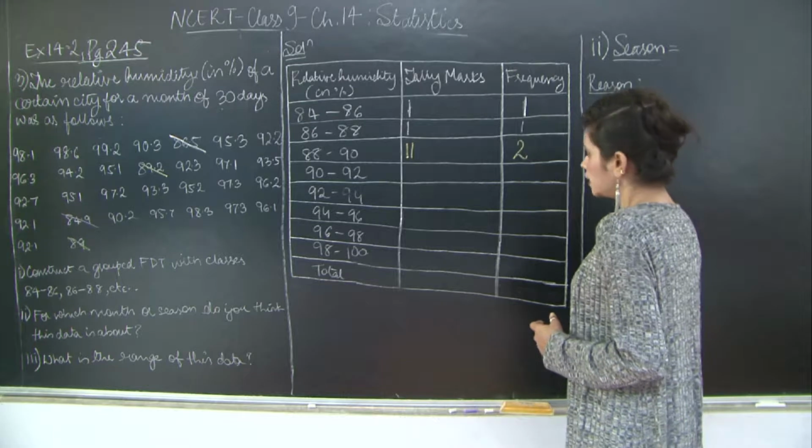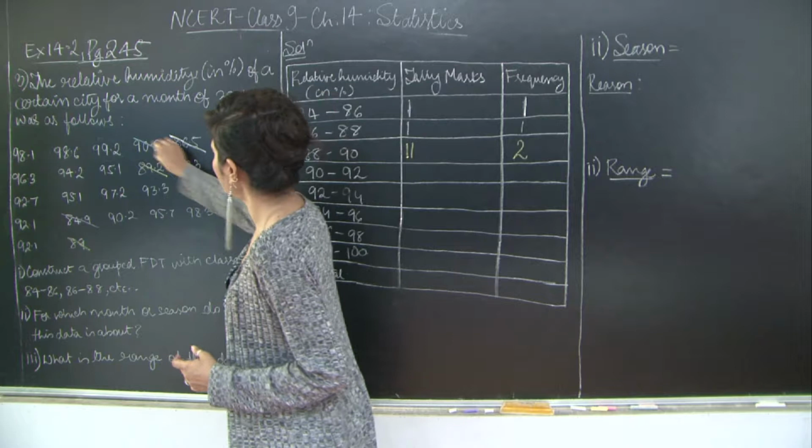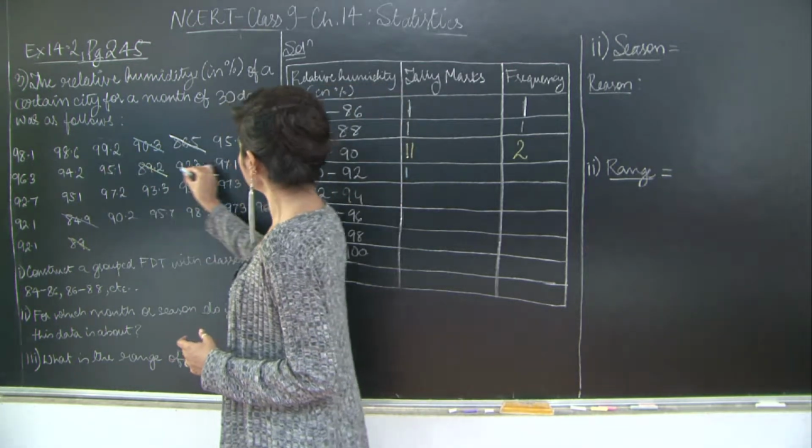How about 90 to 92? So 90, you have 1. 90 to 92.